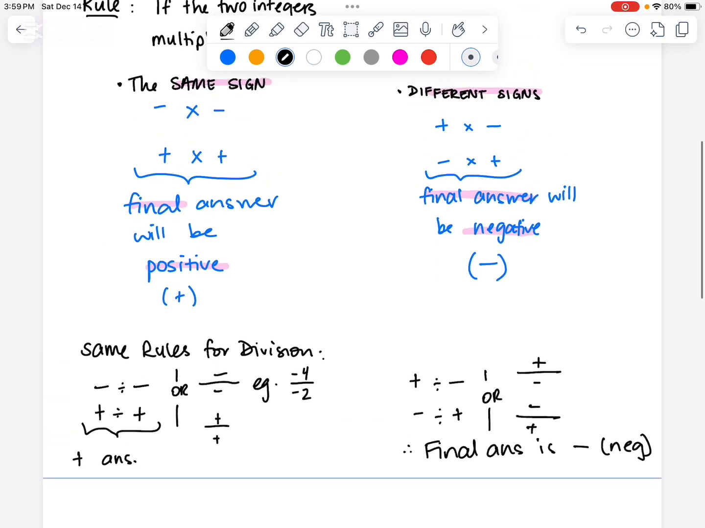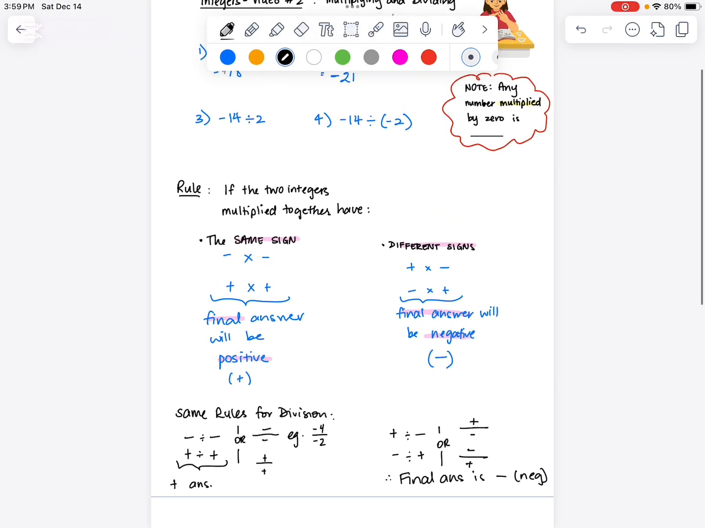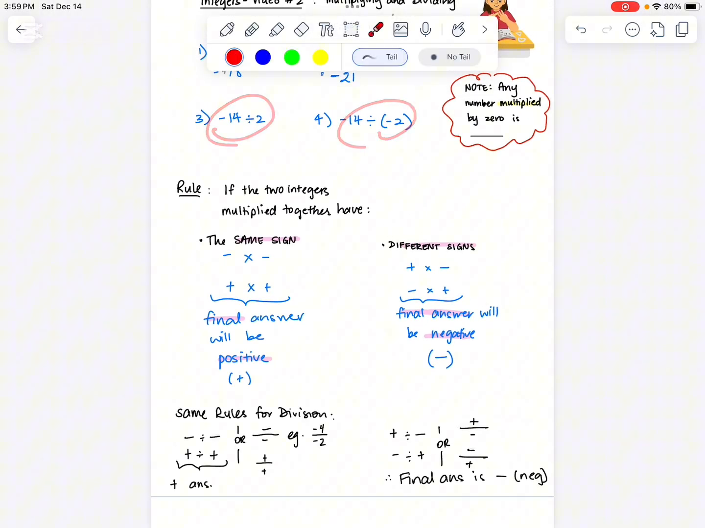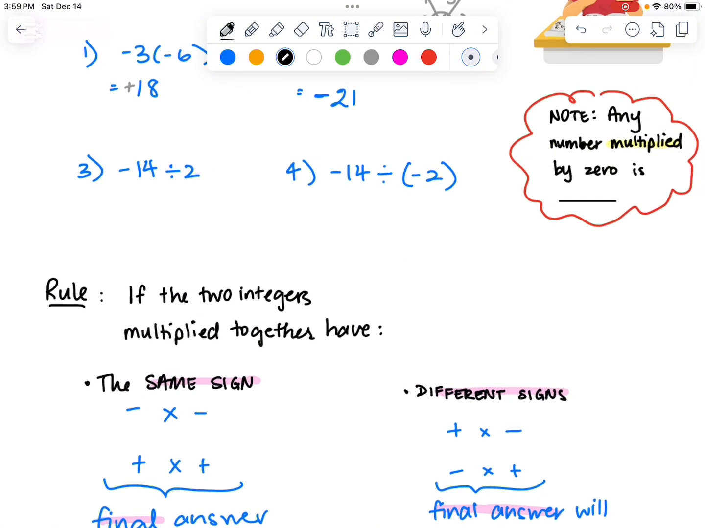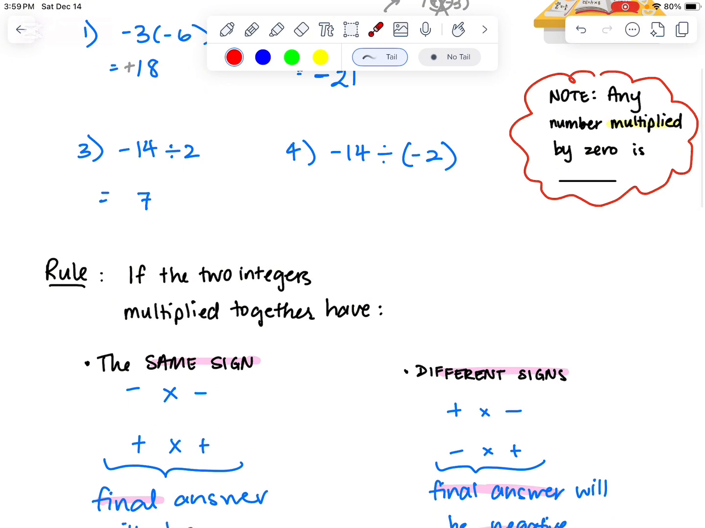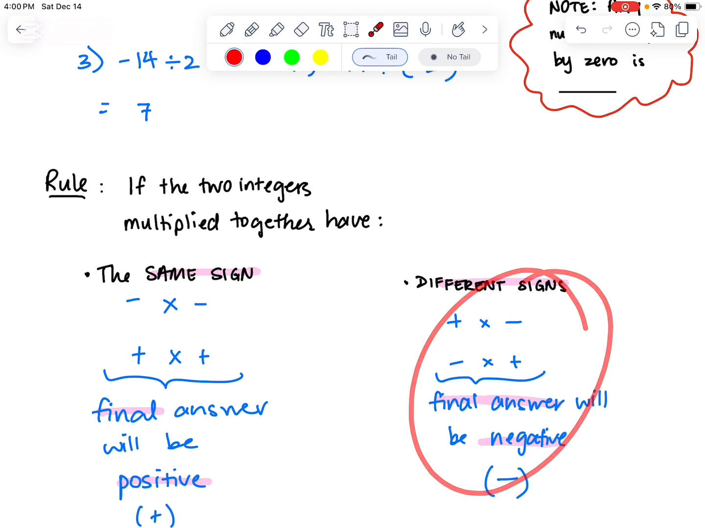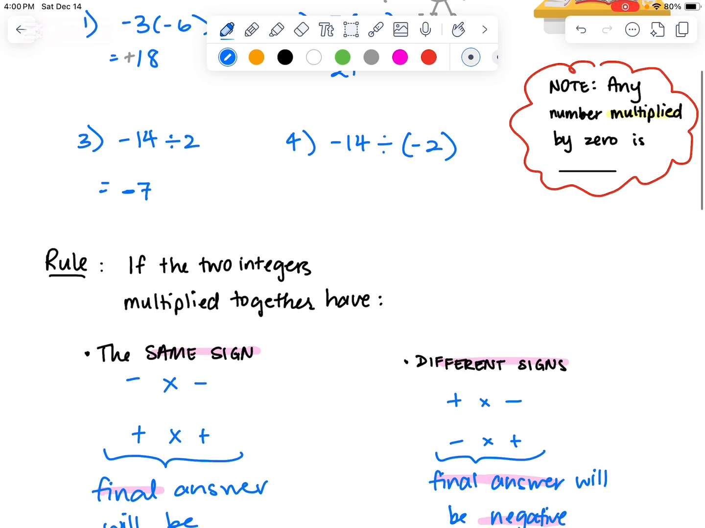Okay, so going up to our last two questions up here, these are division questions, but it's still the same rule. Same sign positive, different signs negative. So once again, I'm just going to do the math without the signs. I'm just going to look at 14 divided by 2. That's going to give me 7. Because the signs are different, my final answer is going to be negative over here. So I'm going to add that negative sign right here.